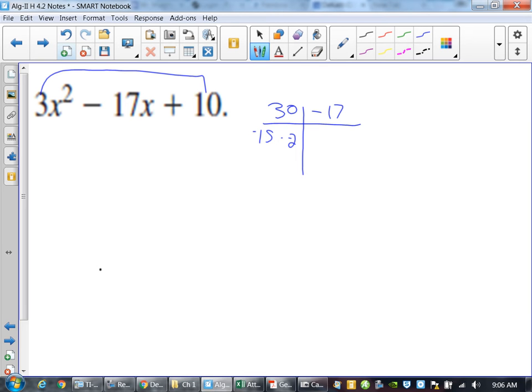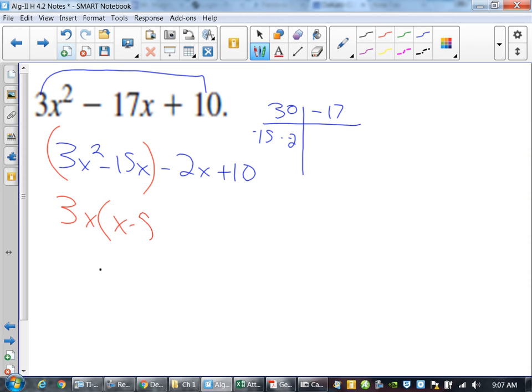There's a bunch of different ways of doing this. I write it out as 3x squared minus 15x minus 2x plus 10. And now I'm going to take GCF twice. First thing I do is throw parentheses around these two. And I ask, what's the GCF of 3x squared and 15x? 3x. Very good. I can factor out a 3x, and I'm left with x minus 5. We okay with that? 3x minus 2.